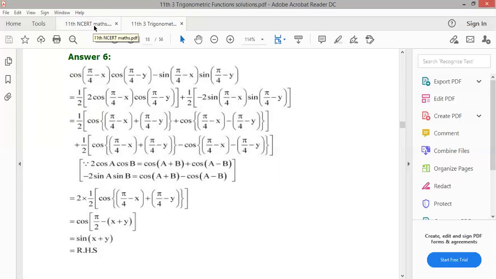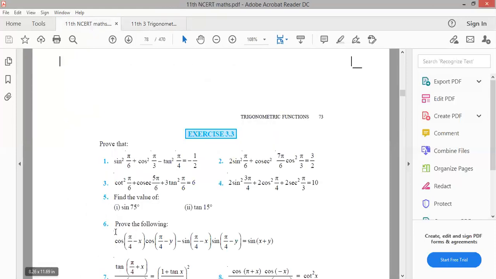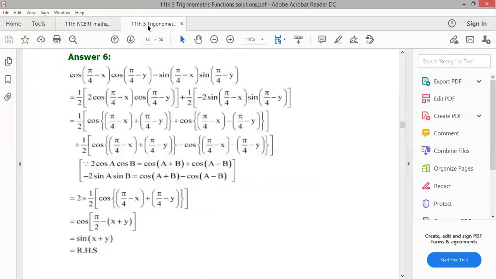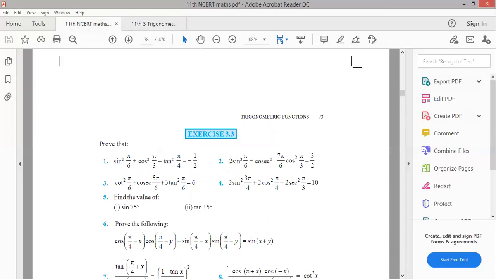And the next method you can apply here is cos A cos B minus sine A sine B, that's cos of A plus B. So cos of A plus B is cos of pi by 4 minus x plus pi by 4 minus y. Pi by 4 and pi by 4, that's pi by 2 minus x plus y. So at the end you will also get cos of 90 minus x plus y, which will be equal to sine of x plus y. With the help of that formula you can also solve this.